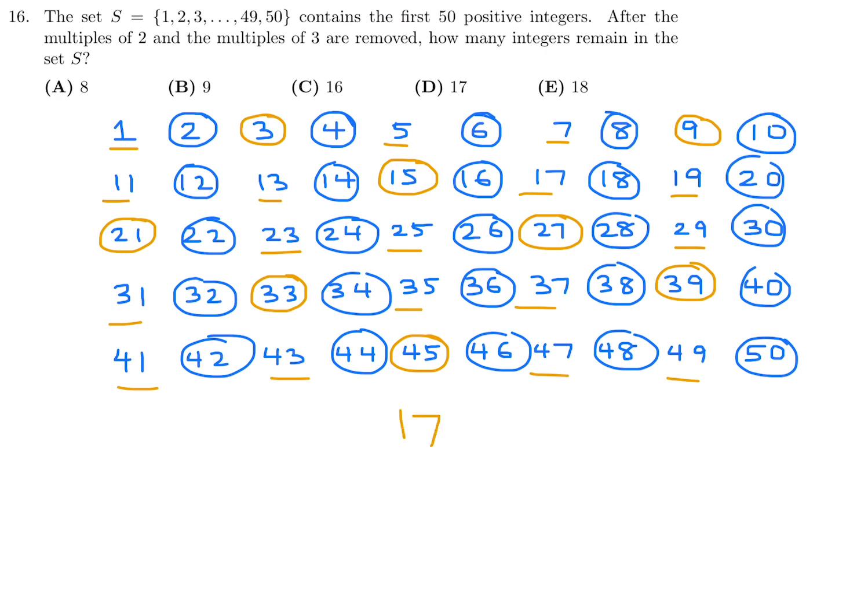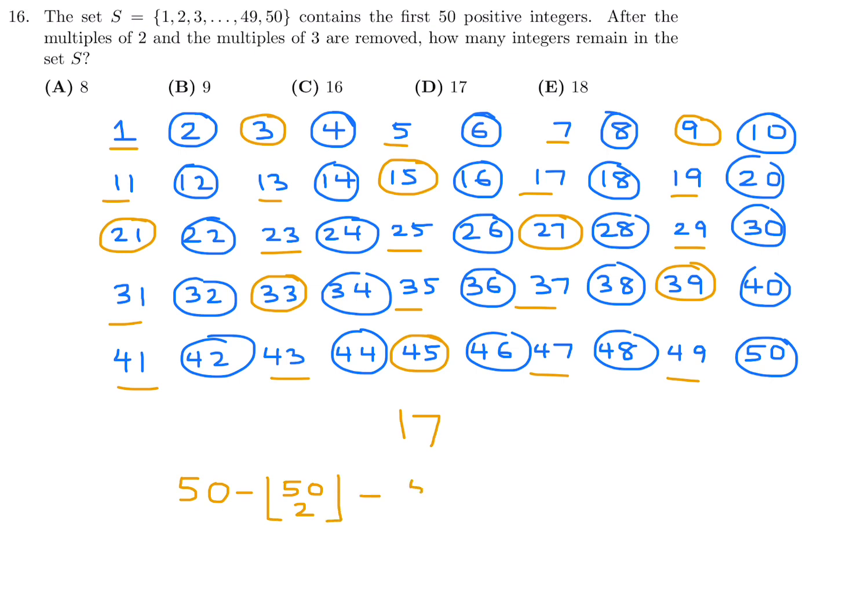But the short way of doing it is as follows. You had 50 numbers in the beginning. You remove multiples of 2. How do you get multiples of 2? Well, 50 divided by 2, and you get the integer value for that, and that's what the symbol means that I just drew.